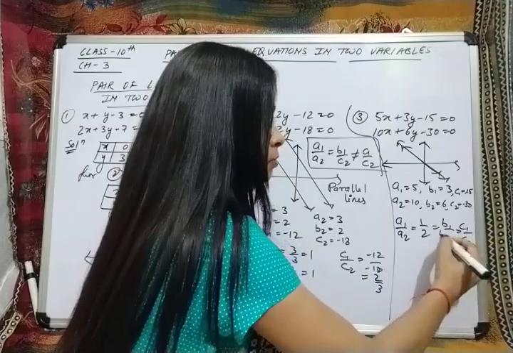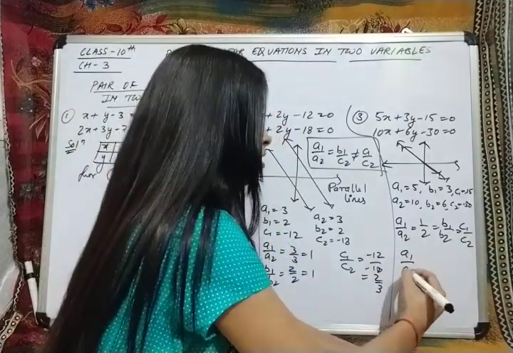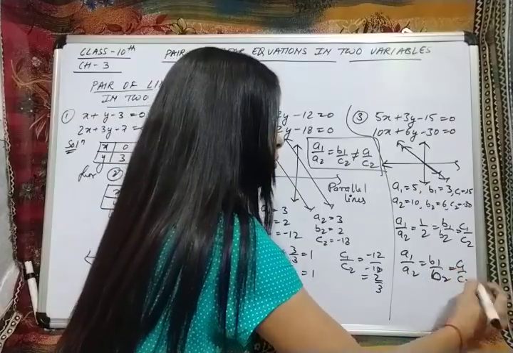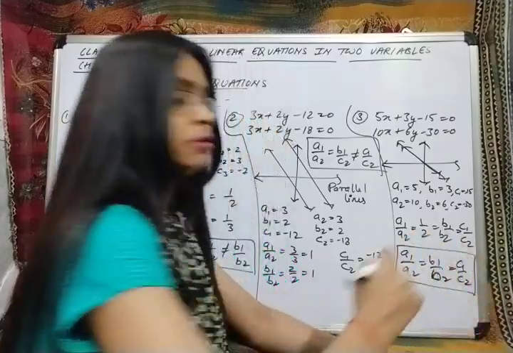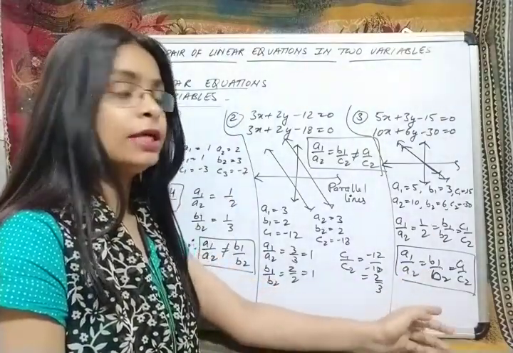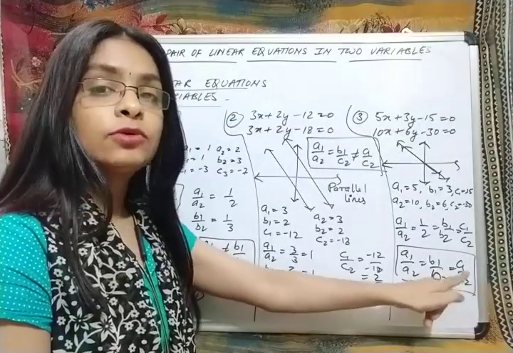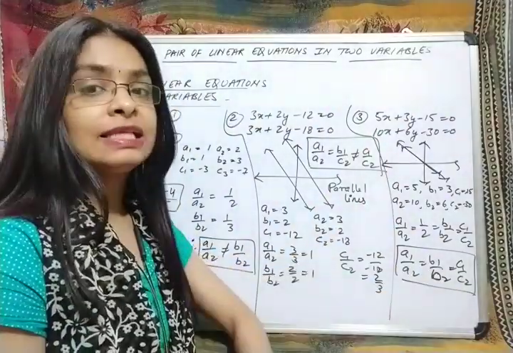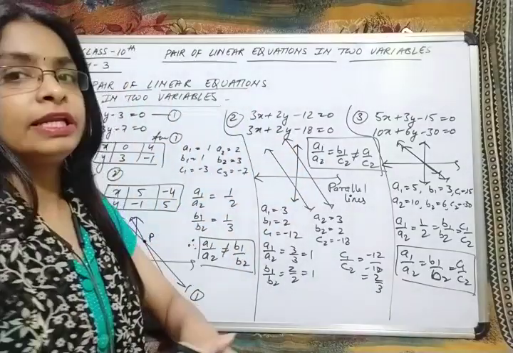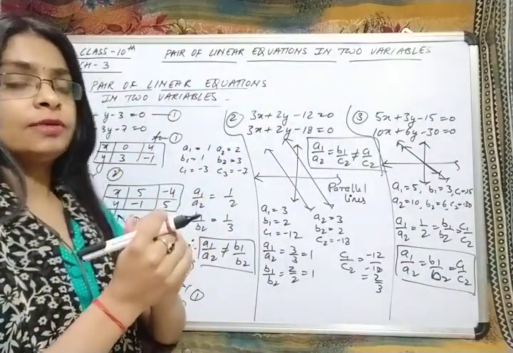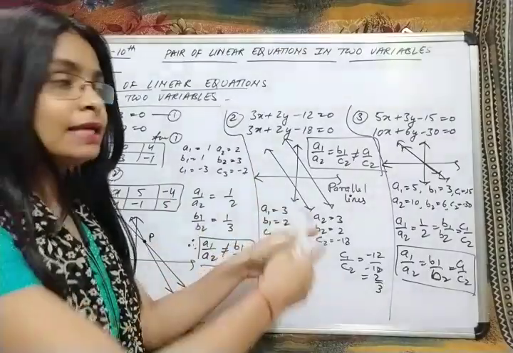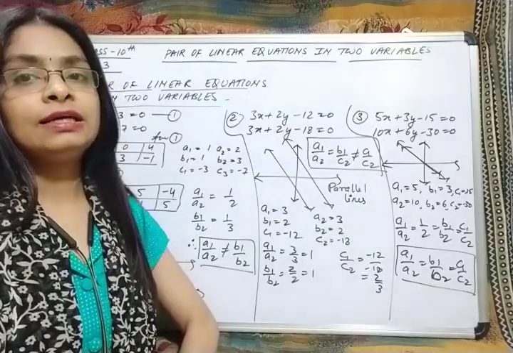So here we are seeing that A1 upon A2 is equal to B1 upon B2 is equal to C1 upon C2. All the ratios of the three constants are equal. So when we get this condition, in which A1 upon A2 is equal to B1 upon B2 is equal to C1 upon C2, then the lines are coincident. So by seeing the pair of linear equations in two variables, we can check whether the graphical representation will give intersecting lines, parallel lines, or coincident lines.